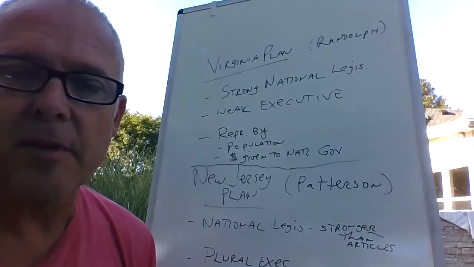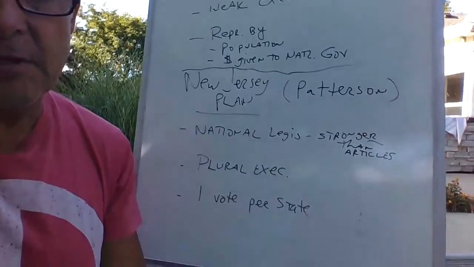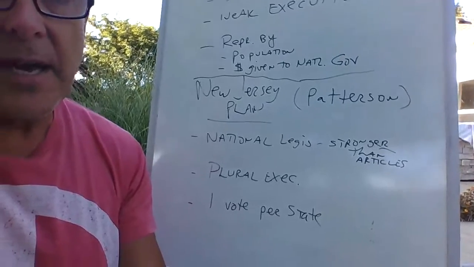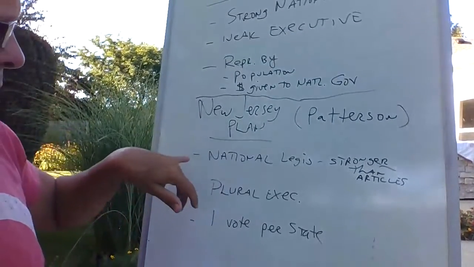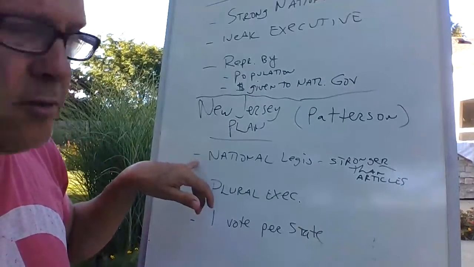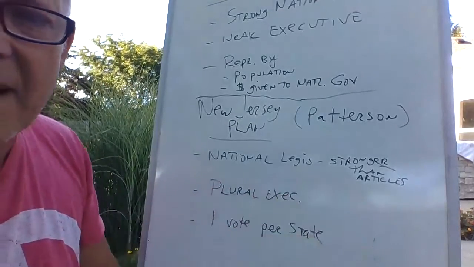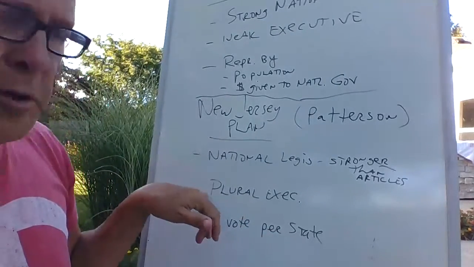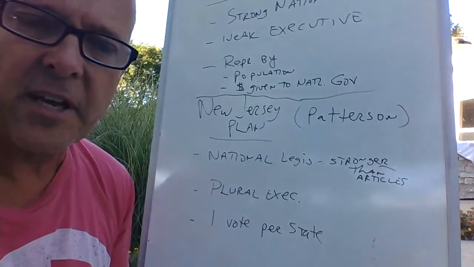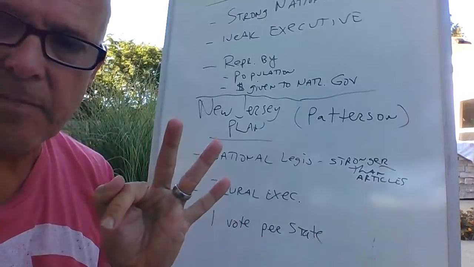So they come up with this alternative plan known as the New Jersey Plan, cleverly enough. It is more of a revision of the Articles, and I'll give you three points here as well. First, a national legislature that's stronger than in the Articles, but not as strong as in the Virginia Plan. Number two, they would have created a plural executive. I think it was three.